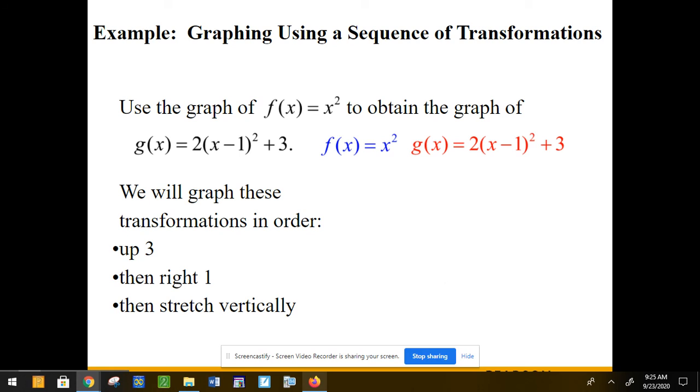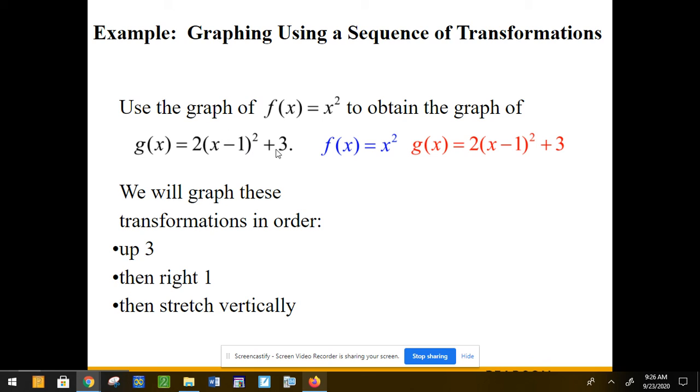All right, so graph using a sequence of transformations. Obviously, all these things can get combined into one. So we've gone through all the different types of things that can happen: the translations, which is the shifting, the reflecting, and then the stretching and compressing horizontally and vertically. So when I would look at a function like this, I would say, all right, first of all, g of x equals 2 times x minus 1 squared plus 3. I first recognize that's a quadratic function. So its basic shape is going to be the same as f of x equals x squared, just with those things added into it.